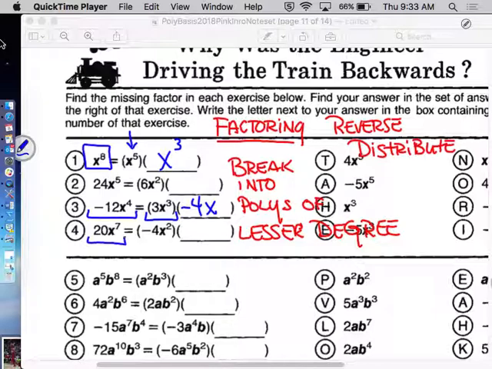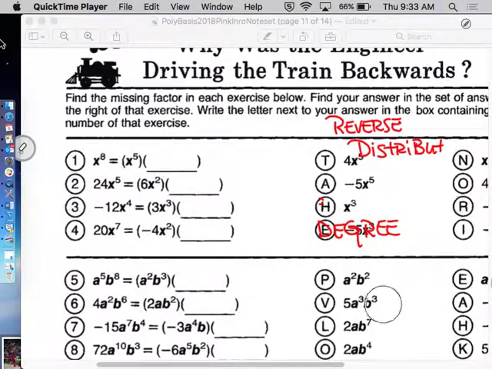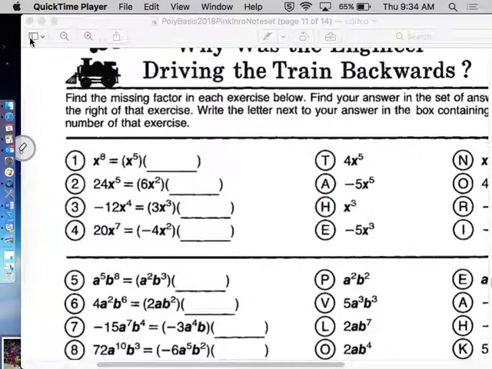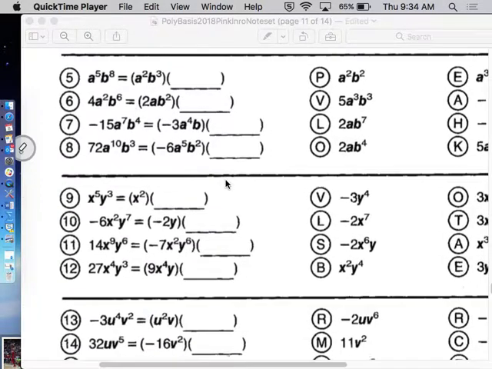Looking at number 4, I would need to multiply this by positive 5x raised to the power of 5, so that when I multiply the two factors together, I get the original monomial right back. Let's move on and look at a few more.